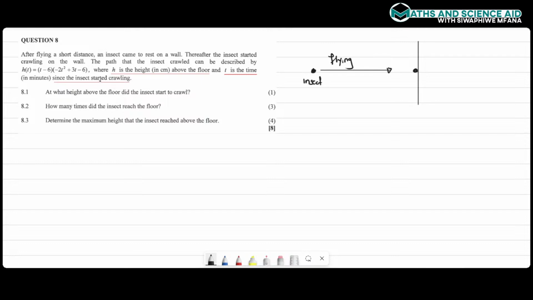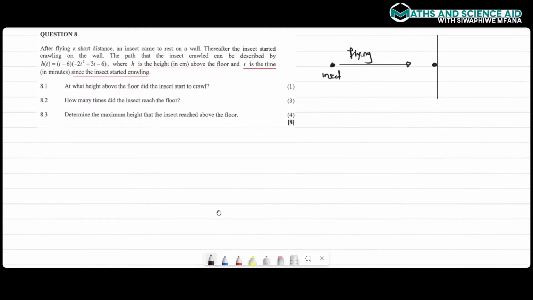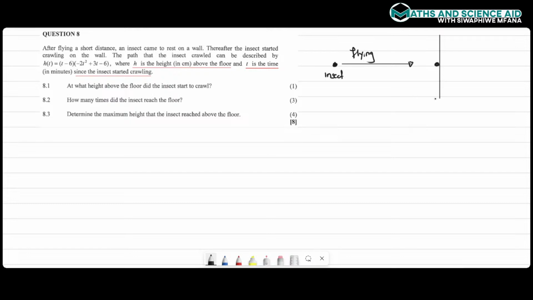We're already given an equation here, so this shouldn't be hard. If this is the ground on my diagram, and the insect started crawling here, what was the height above the ground when it started crawling? So here is our equation. Remember that the t in this equation is the time since the insect started crawling.